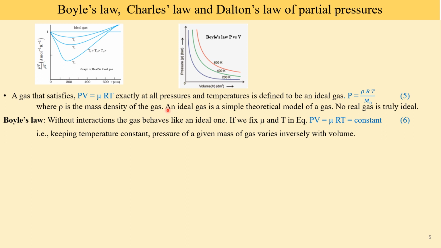This figure shows the experimental PV curves for different temperatures. See, for 200 Kelvin the graph is lowest, and the red graph is for the high temperature 600 Kelvin. Therefore, this also shows that PV is equal to constant when the temperature is also kept constant.